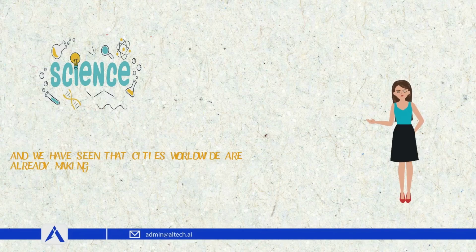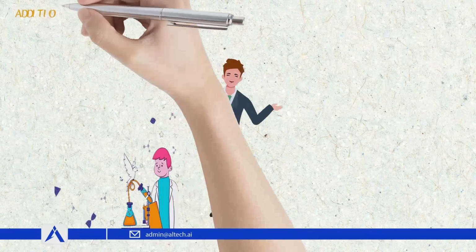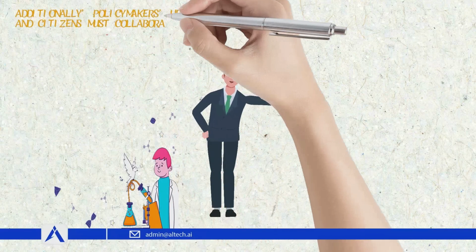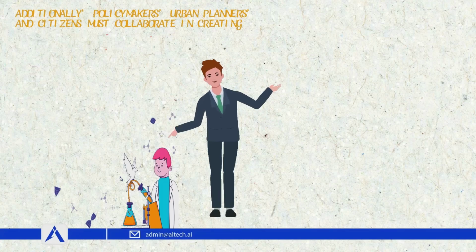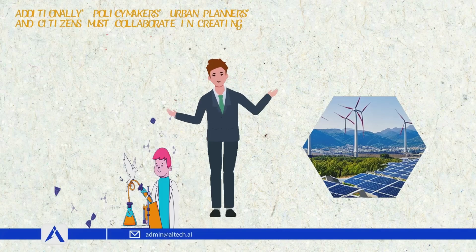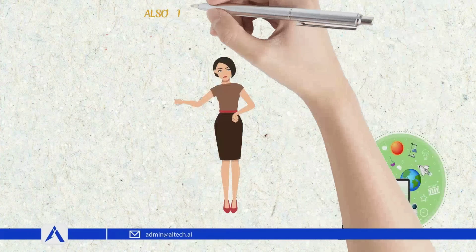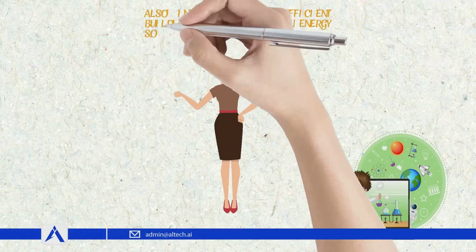In conclusion, shifting to a renewable energy-powered city is crucial in tackling the climate crisis. And we have seen that cities worldwide are already making great strides towards becoming carbon neutral. The incorporation of renewable energy technologies, such as solar and wind power, has resulted in substantial reductions in greenhouse gas emissions. Additionally, policymakers, urban planners, and citizens must collaborate in creating policies and infrastructures that enable renewable energy uptake and widespread adoption.